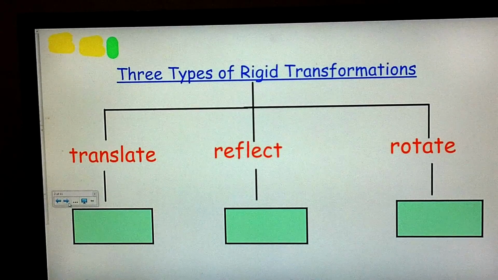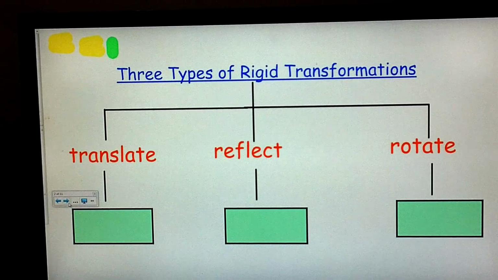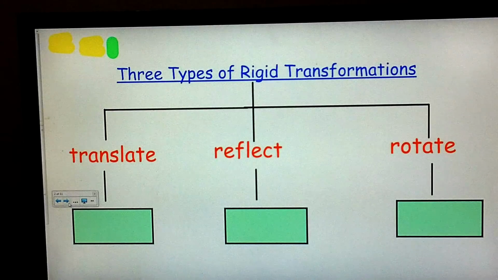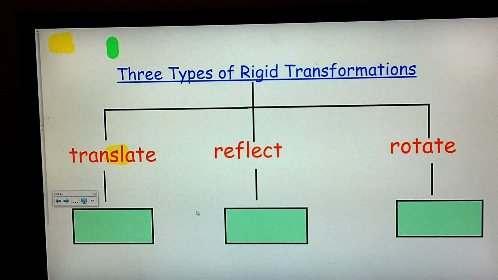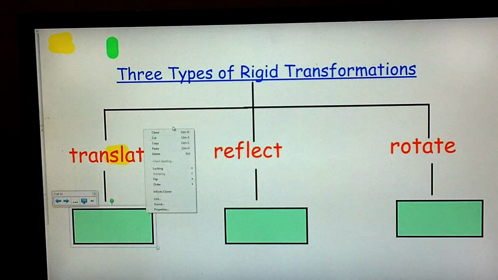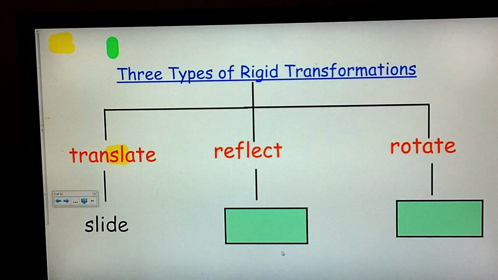There are 3 types of rigid transformations, and again, these words probably don't look very different to you. You've seen them before. The first type of transformation that we're going to talk about in this video is translate. Translate, I always like to use a little device here, has SL as 2 of the middle letters because translate is a slide. We can slide to the left, to the right, diagonally, up, down. We can slide in all kinds of different movements.